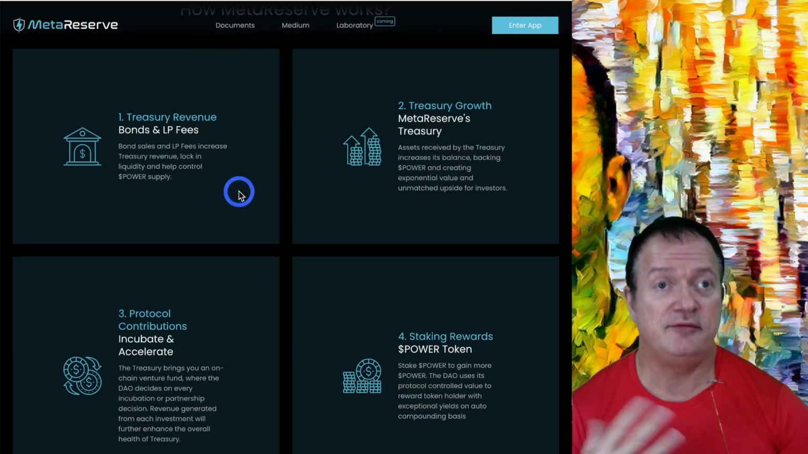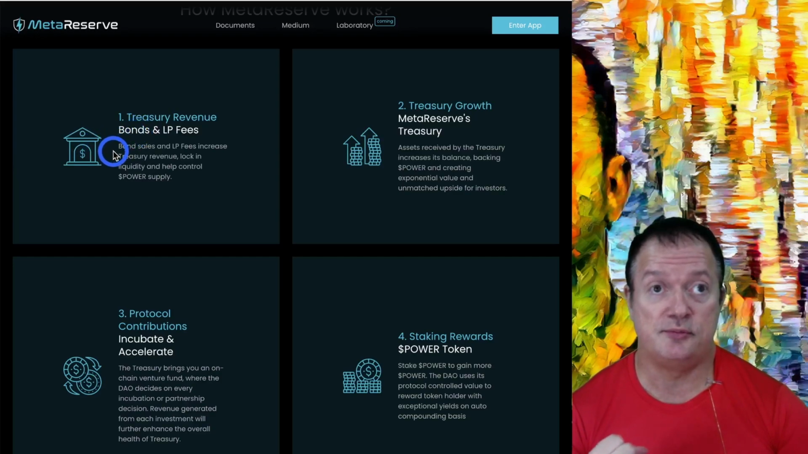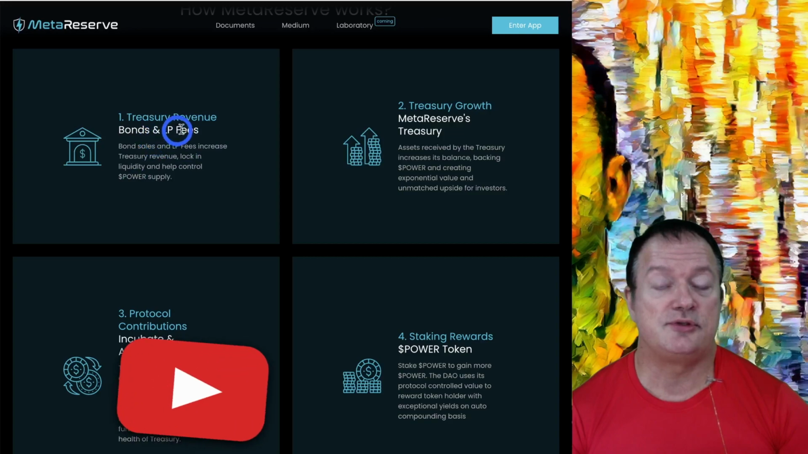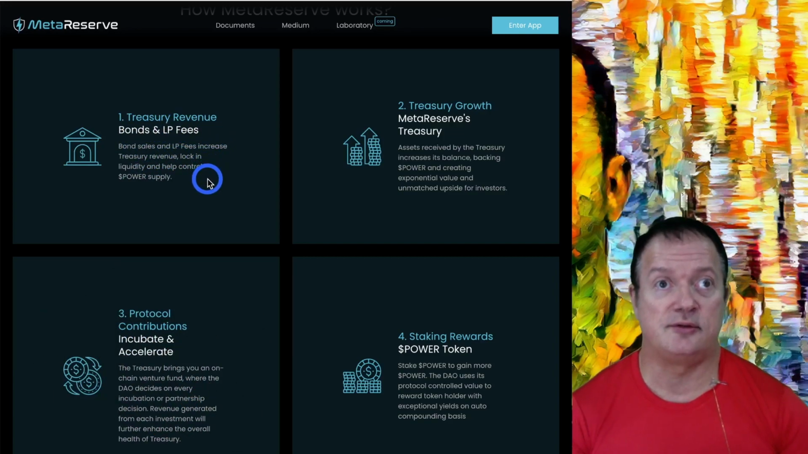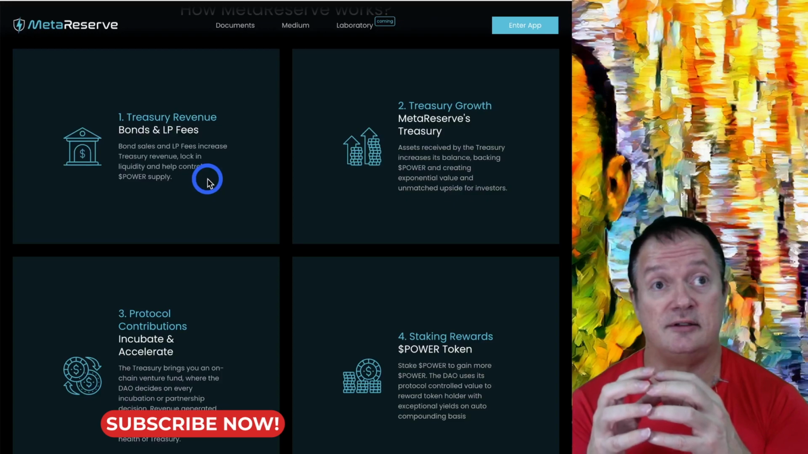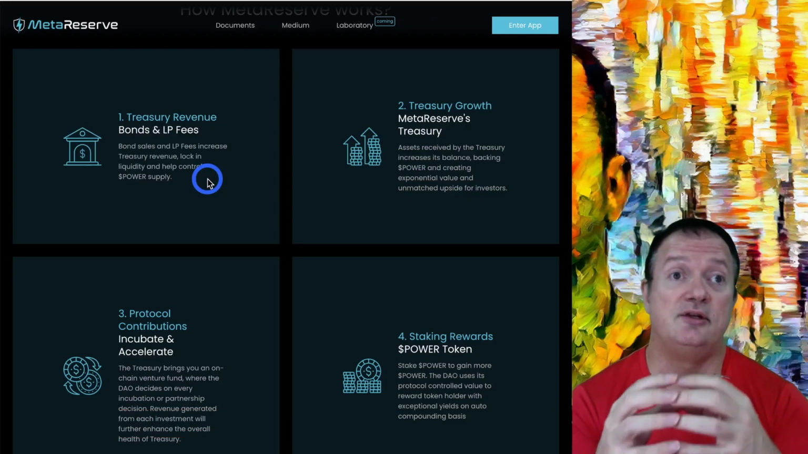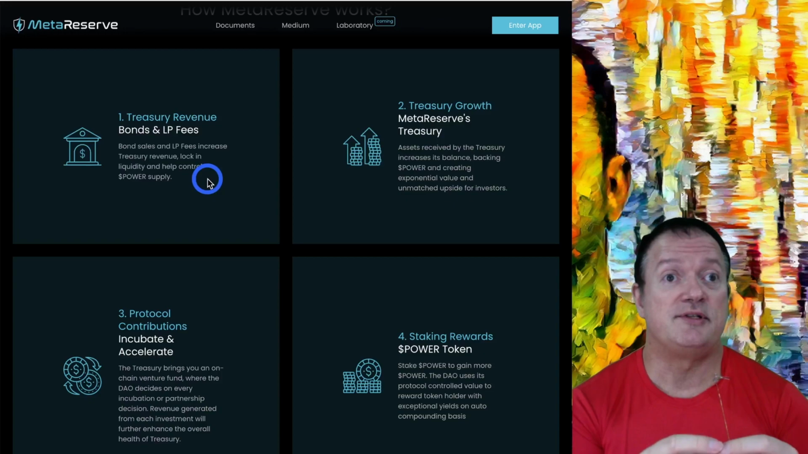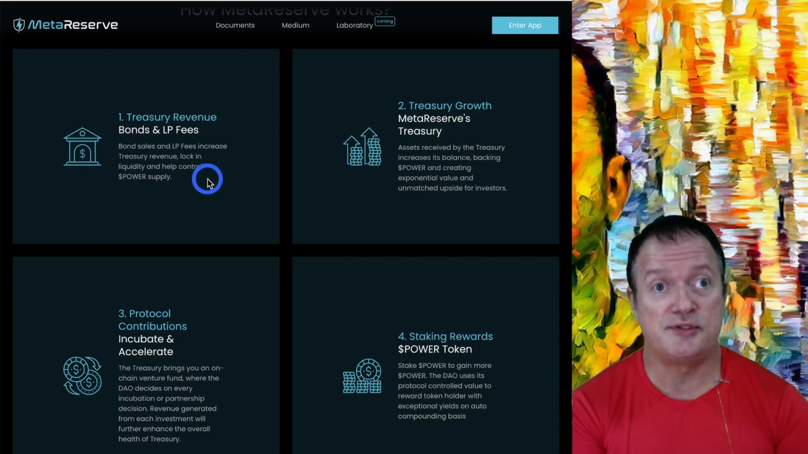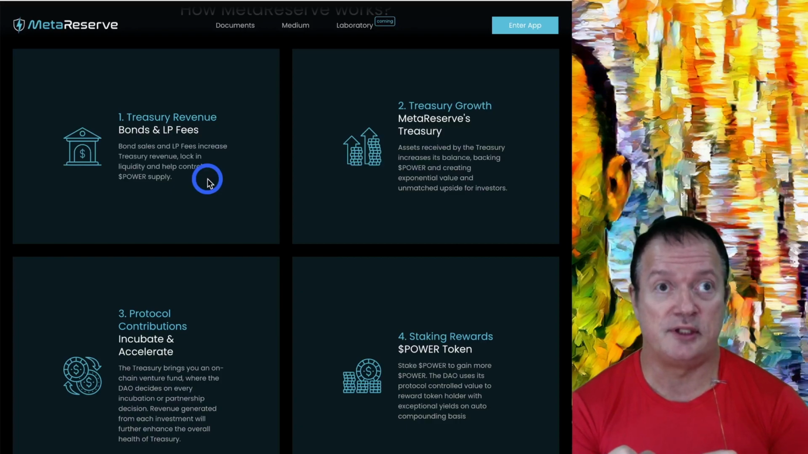Basically, if you're familiar with OlympusDAO forks, you know that you're going to bond some tokens to mint new tokens, so you get a discount when you bond. And it's also going to generate LP fees. The tokens that are collected during the bonding process are deposited on liquidity pools, and they're earning swap fees from those LP pools, which I believe are going to be on PancakeSwap.